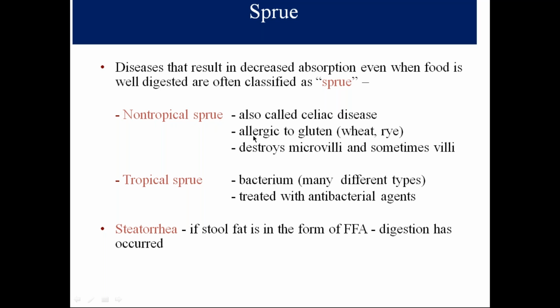Non-tropical sprue, I have told you, the celiac disease, it destroys the microvilli and villi. Tropical can be because of certain infections, and in this a common infection is your Giardia lamblia, which affects the absorptive capacity of the small intestine.